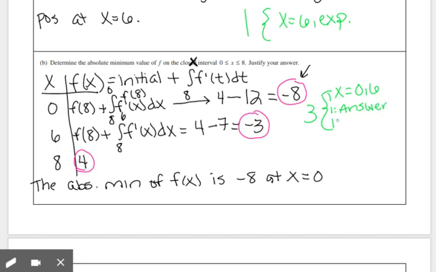And then it's 1 point for what they're calling a justification, but really your justification here is really just the work that you're showing. So having this work shown is the justification for this problem.